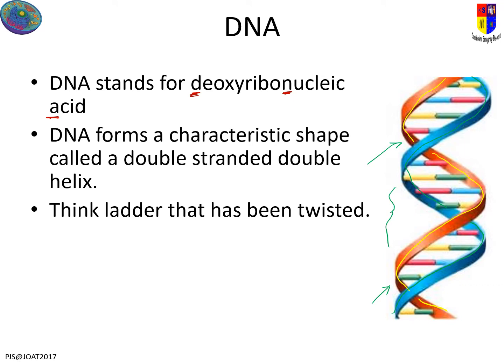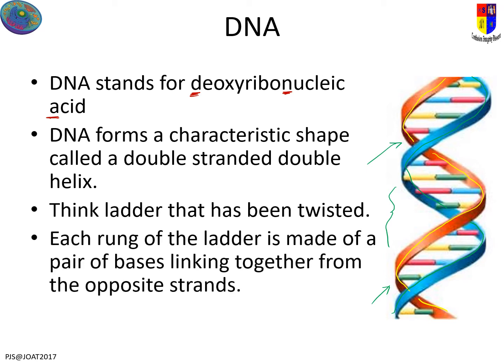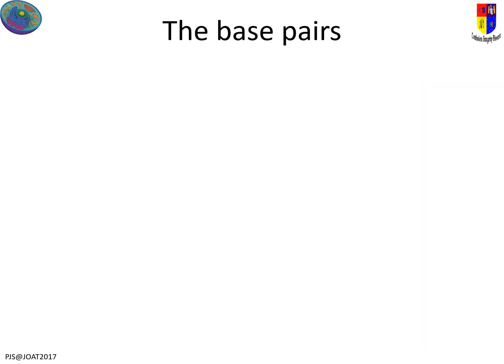So I think the simplest way to think of it is if you hold one end of a ladder and twisted the other end, this is the shape you would get. Every single rung of the ladder, so the bits going across the way here, is made up of two bits, one linking from one side and one from the other side, sticking together in the middle, and that's what's holding the whole thing as a double helix. And those are called bases, and you need to know those in a little bit more detail.